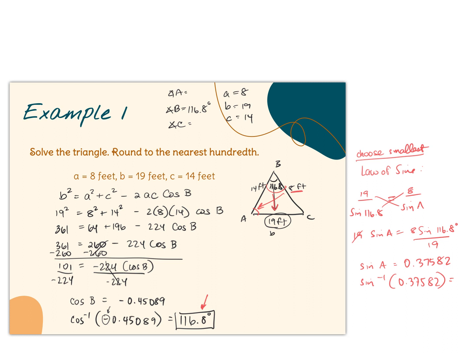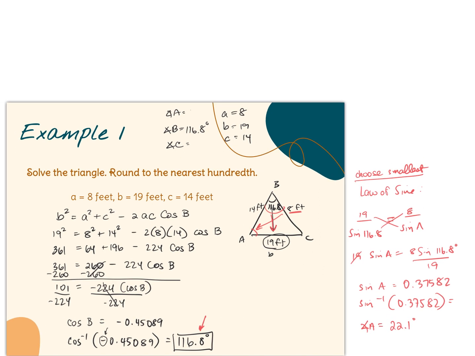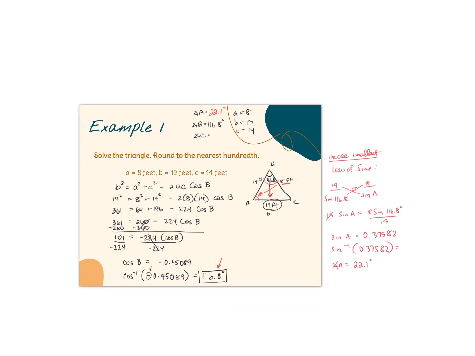So I'm able to just go to my calculator and find the inverse sine of this. It gives me my reference angle, but my reference angle is my angle in quadrant 1, and I don't have to worry about quadrant 2. So 22.1 degrees. So now I have 22.1 degrees for angle A. And then lastly, I'm going to find angle C. And angle C is easy because all I have to do is 180 minus angle B minus angle A. So I'm just going to subtract the 2 angles I have.